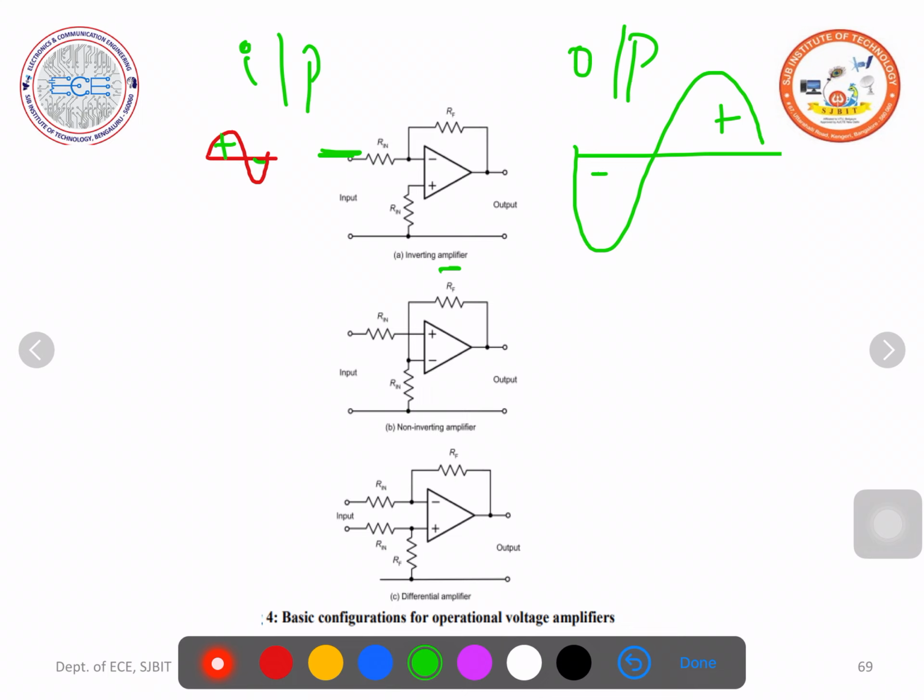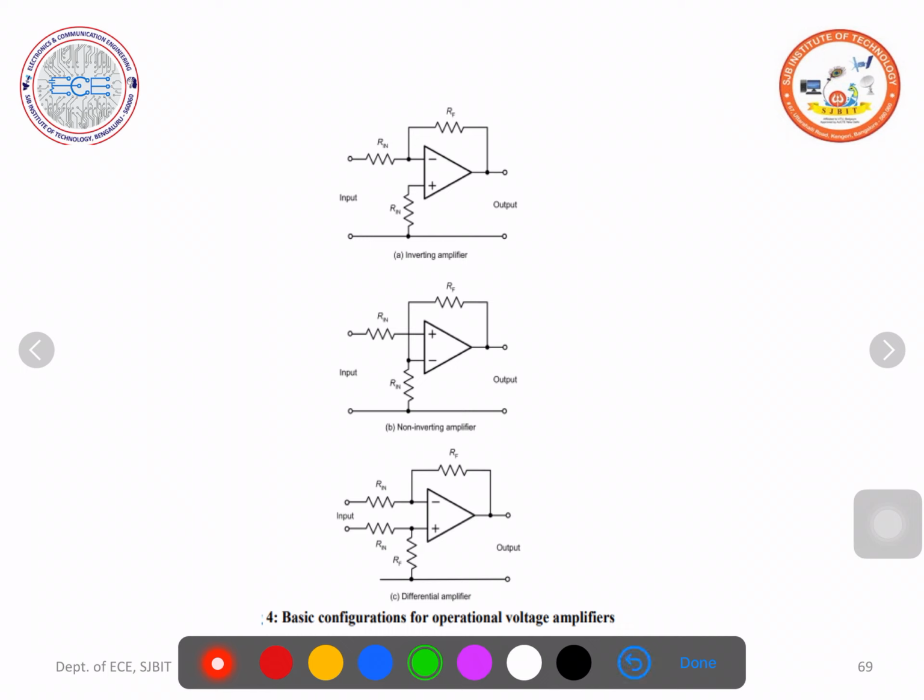So remember, in the inverting amplifier, the input is applied always to the inverting input terminal. The non-inverting terminal is grounded, and feedback is applied through a feedback resistance. Now the non-inverting amplifier, the name itself says non-inverting. The input is applied to the non-inverting terminal through a resistance Rn. So that's all the difference between the inverting and the non-inverting.